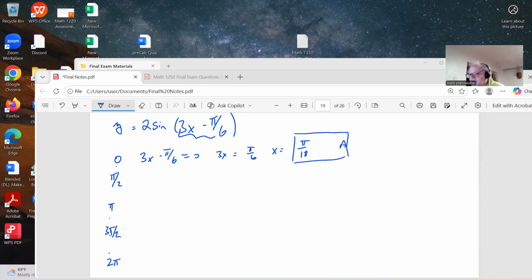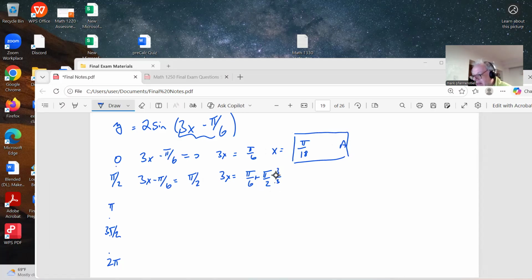All right? We're going to do the same thing. We have 3x minus pi over 6 equals pi over 2, and we're going to go ahead and sort this out. 3x equals pi over 6 plus pi over 2. Now we are going to have to get some common denominators here. So a little bit of practice.